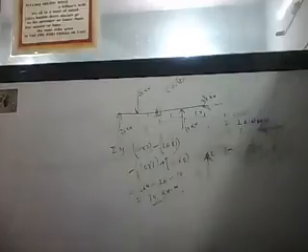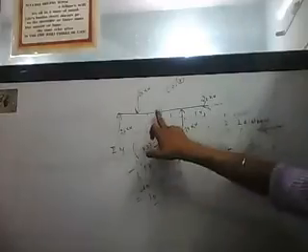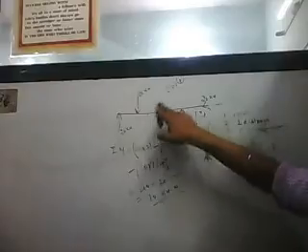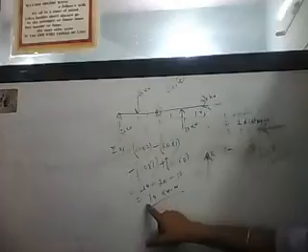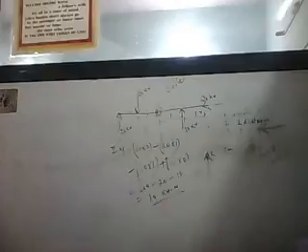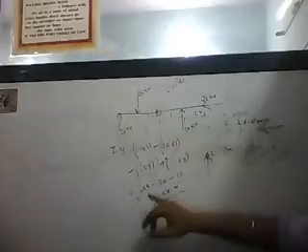So the overall answer is the moment at this point is 10 kilonewton meter, in the positive direction. That means clockwise. The moment at this point is 10 kilonewton meter clockwise.